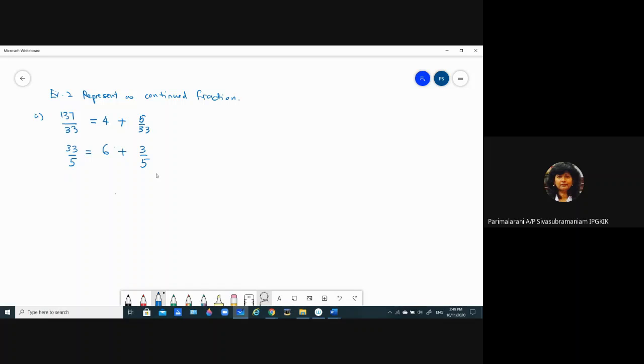So we repeat until we don't get a remainder. 3 over 5, the reciprocal is 5 over 3. 5 over 3 is 1 plus remainder 2 over 3. 2 over 3 reciprocal is 3 over 2. 3 over 2 is 1 plus 1 over 2. 1 over 2, the reciprocal is 2 over 1. 2 over 1 is equal to 2 plus 0 over 1. Once you reach 0 here, then you stop.